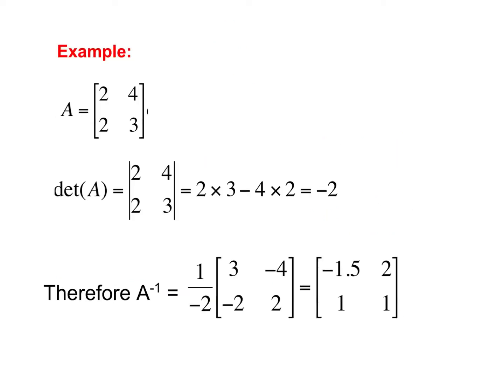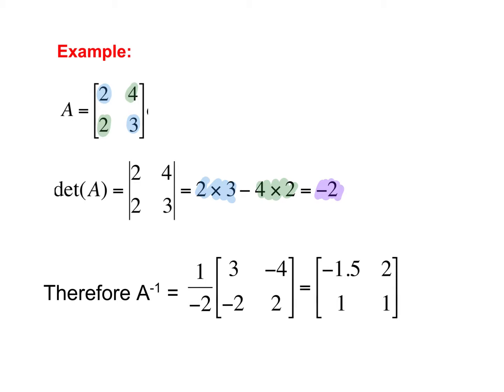Okay, so we're just going to work through this example. If you have a look, here's the original matrix. We're first finding the determinant because we need that for the formula of the inverse. So we're going 2 times 3 and we're minusing 4 by 2, so we end up with a determinant of -2.